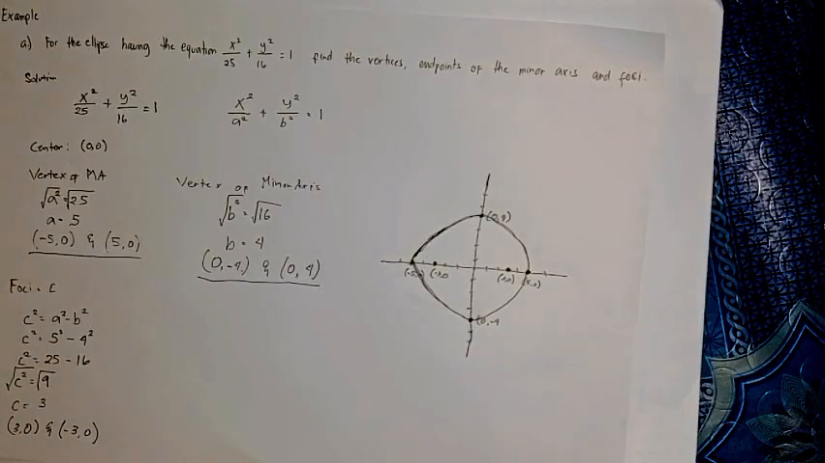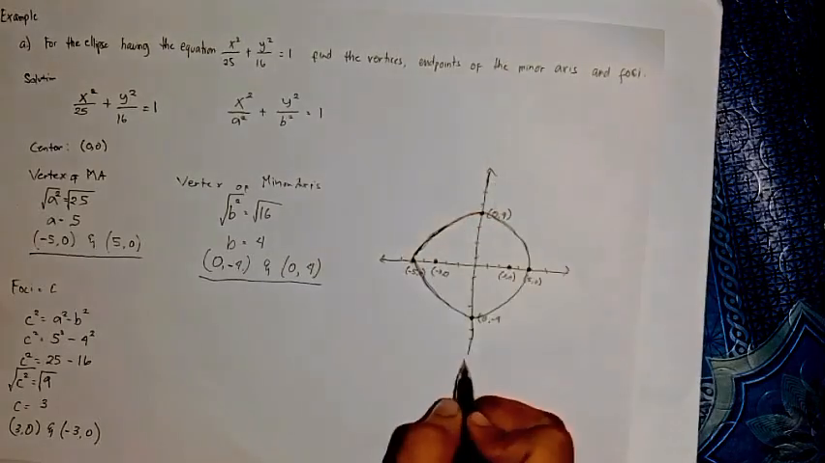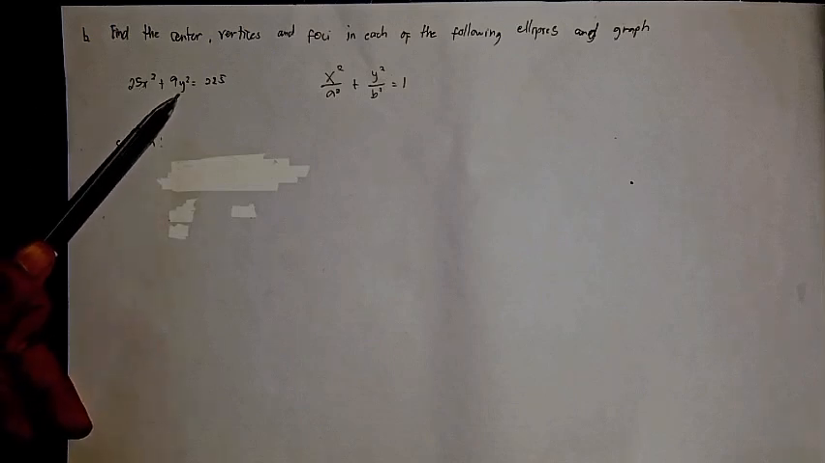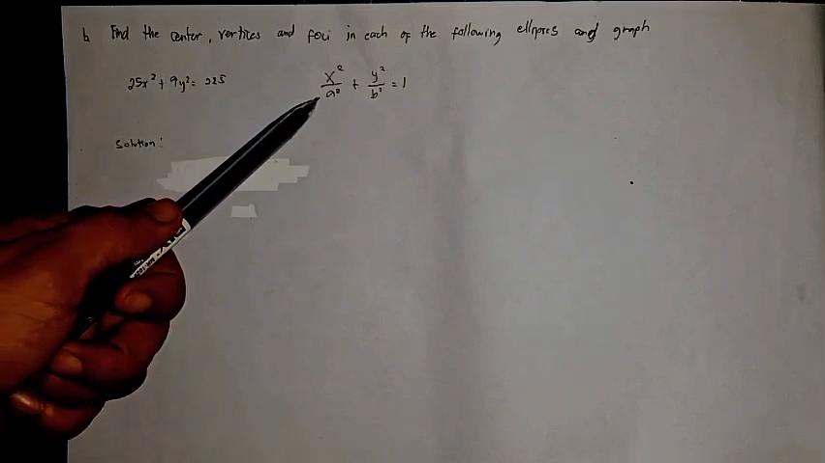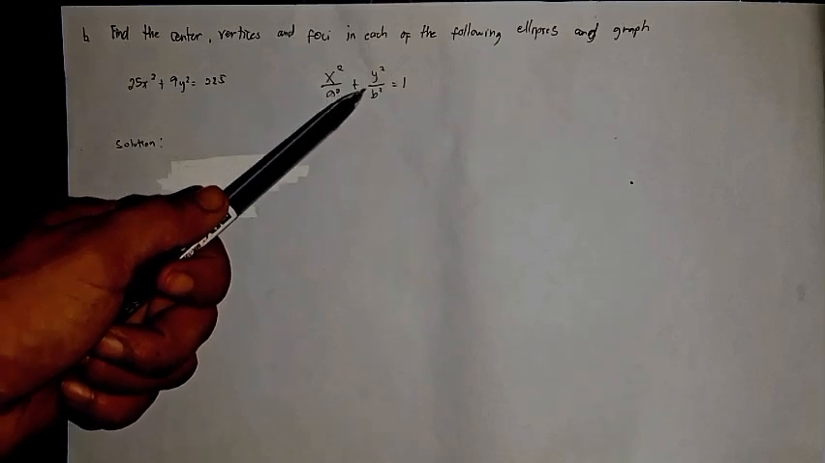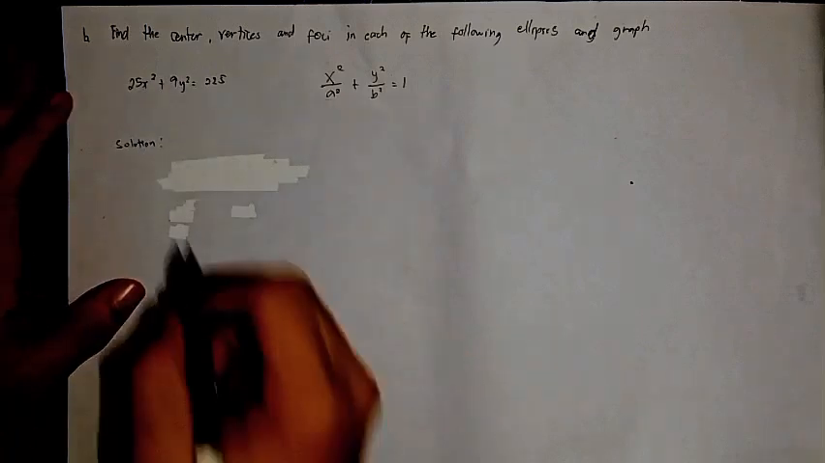Now let's proceed to our second example. Find the center, vertices, and foci in each of the following ellipses and graph. Now we have here an equation: 25x squared plus 9y squared is equal to 225. Let's make this equation into the standard equation of an ellipse, x squared over a squared plus y squared over b squared is equal to 1.